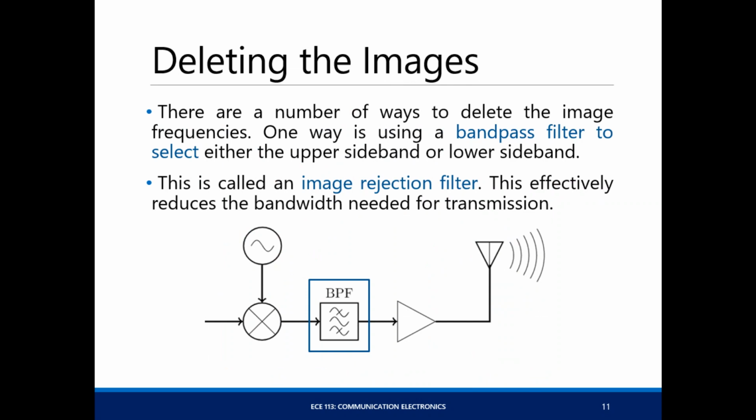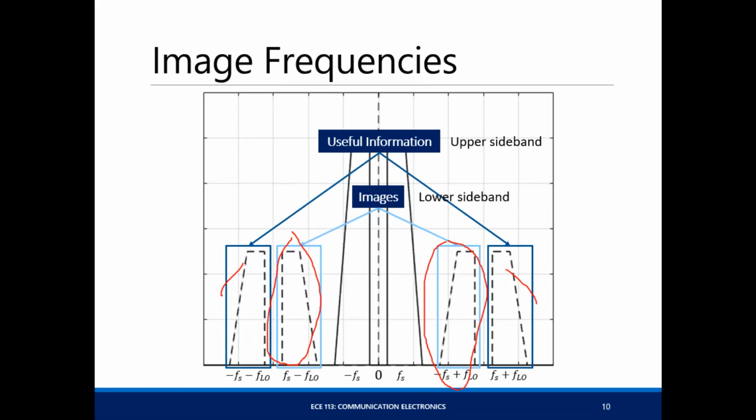So, one way to delete the images is to use a bandpass filter to select depending on what band you want. These images are actually interchangeable. It could be this is your useful information, and it follows that the other one is your image. We'll call this the upper sideband, and the other one the lower sideband.